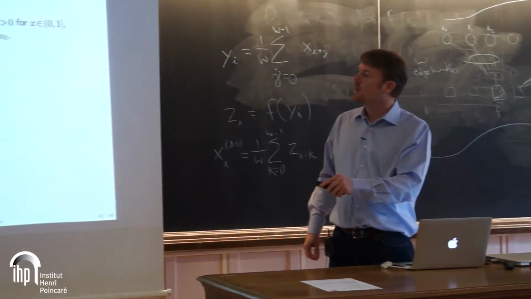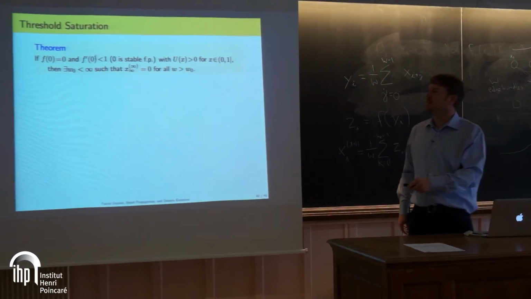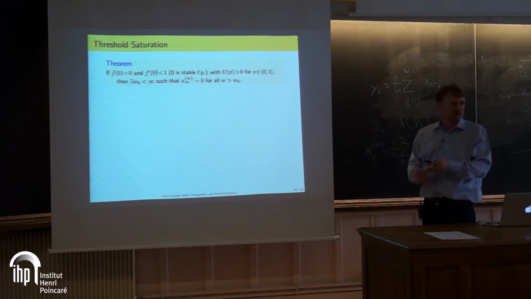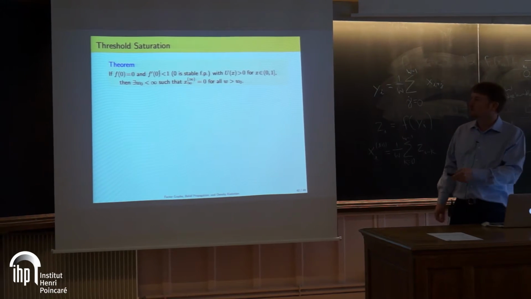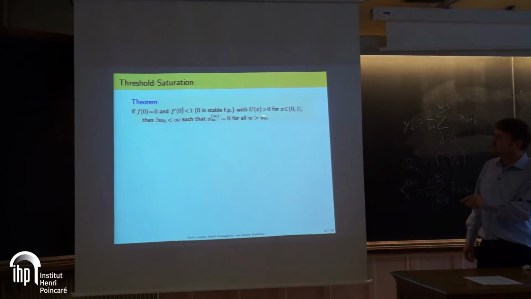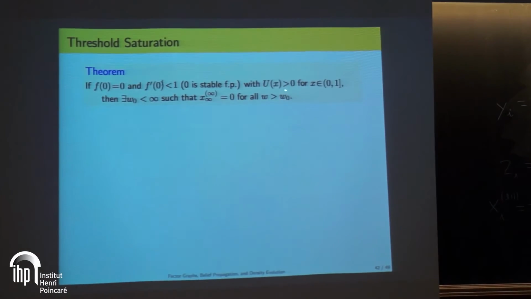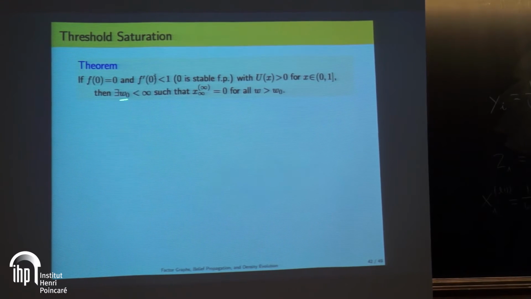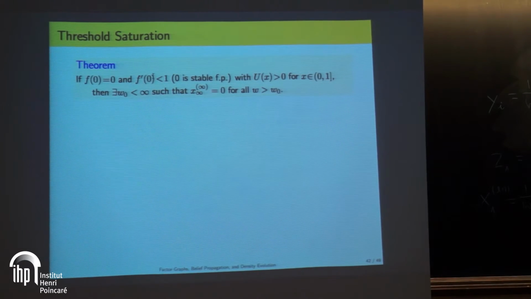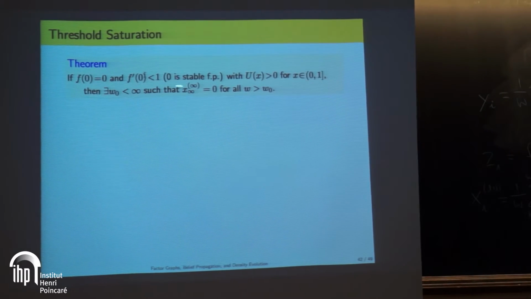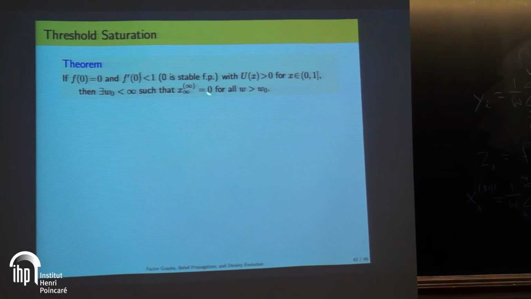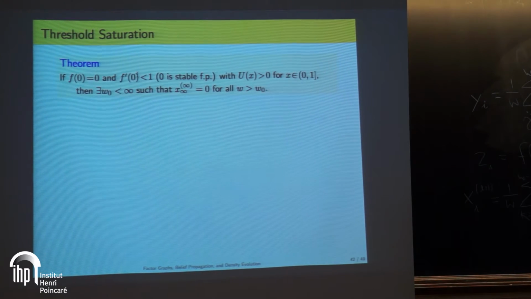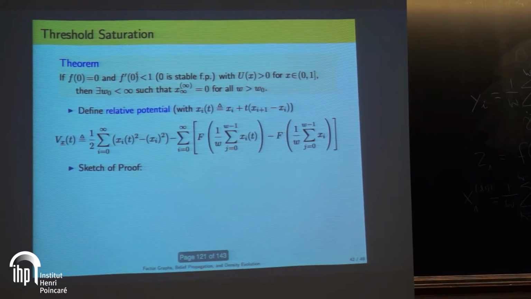All right, so if I have a fixed point at 0, and it's a stable fixed point, so in this recursion I have to think about f prime of 0, and this energy function is positive everywhere but 0. So I know u of 0 is equal to 0, but it's positive everywhere else. Then there exists some w parameter, which is the width of this coupling, such that this limiting value is 0 for all w greater than that. So this is why they call it threshold saturation. You just need some w, and after that w, this thing works.